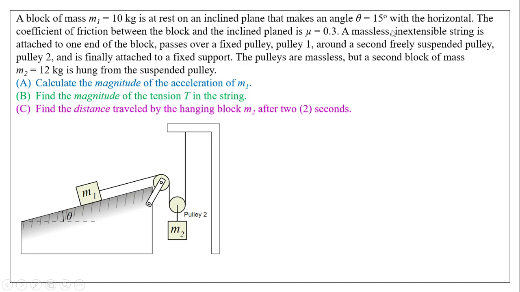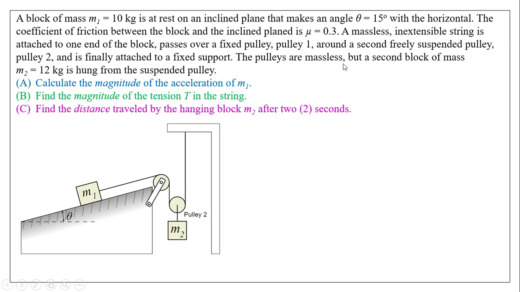This is a massless, inextensible string. It's attached to one end of the block. It passes over pulley 1. Here's pulley 1, where my cursor is tracing out. And it goes around a second free, or free suspended, pulley, which is labeled pulley 2. And it's finally attached to a fixed support. The fixed support is up here.